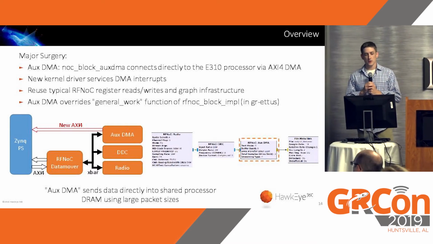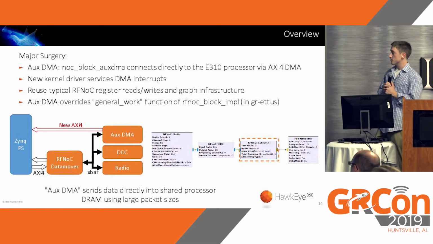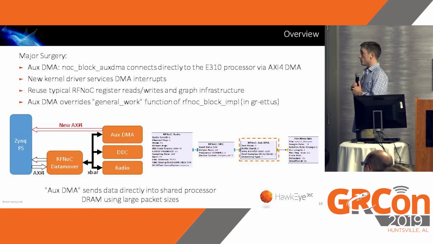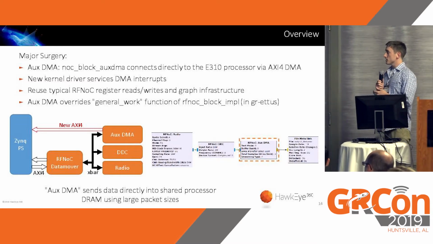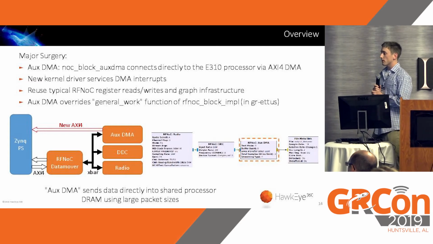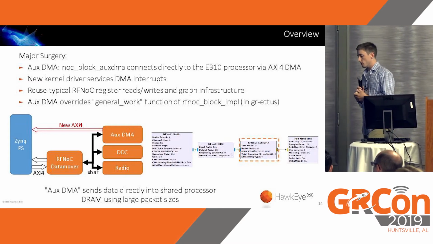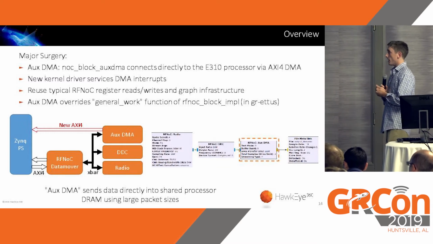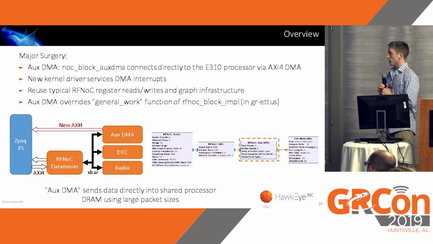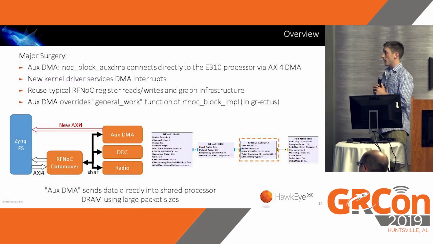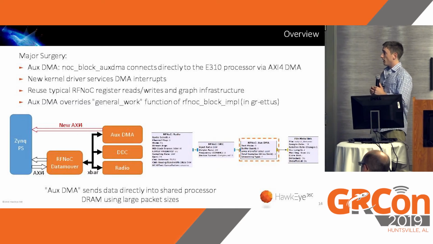Sticking with the UHD and RFNoC architecture, we did some major surgery. This is a quick overview. We made a new RFNoC block that essentially pulls data off of the AXI wrapper and the NoC shell and feeds it into a Xilinx IP core that does the DMA. So it goes stream to memory mapped.